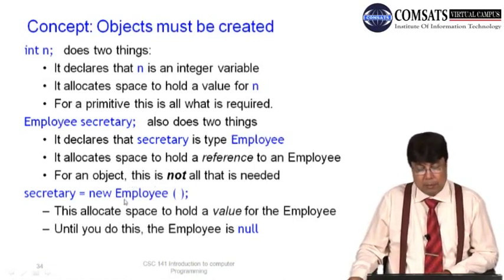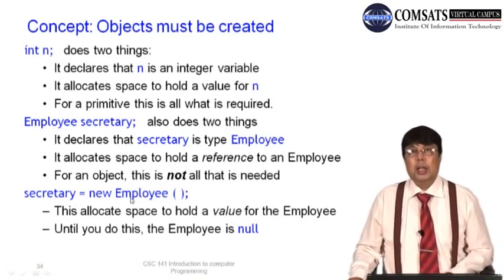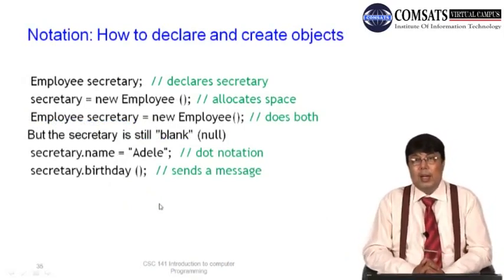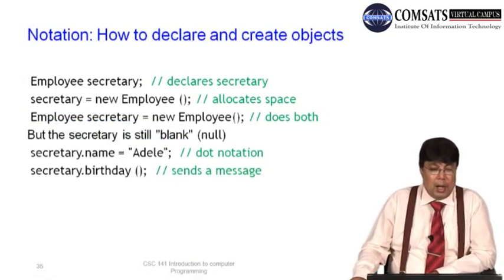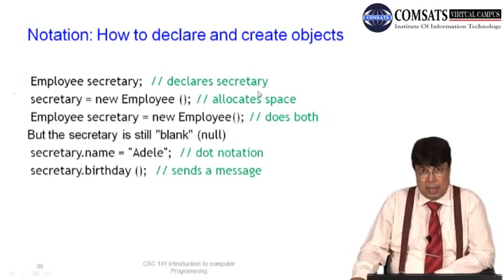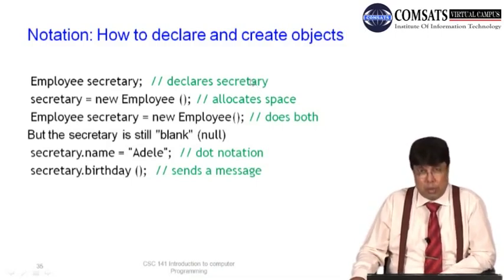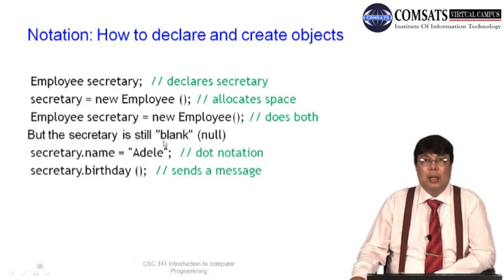So the object is created here, or the object is created with the help of a constructor also. So how do we declare and create an object? When we say employee secretary, it declares a secretary. We've just announced it, just like int x, and no space is allocated until you put some data into it. Then you say that secretary is equal to new employee, and it allocates the space. When you say employee secretary is equal to new employee, it does both. So instead of doing it in two statements, you can do it in one statement. But the secretary is still blank, null.